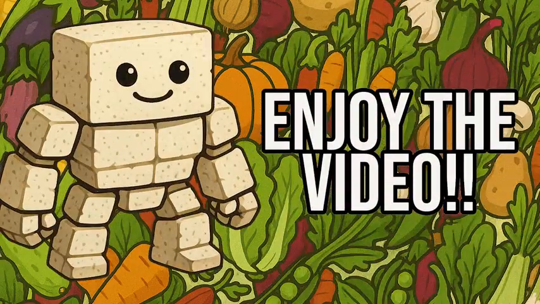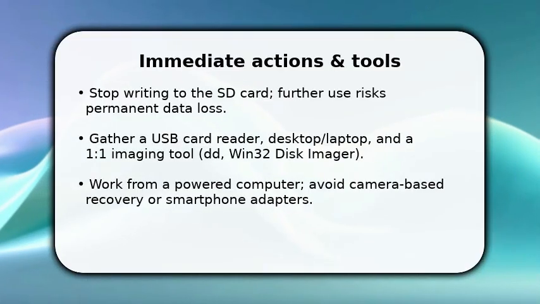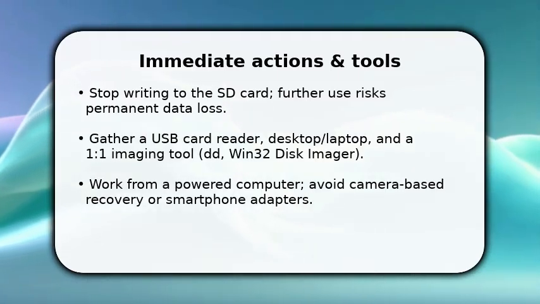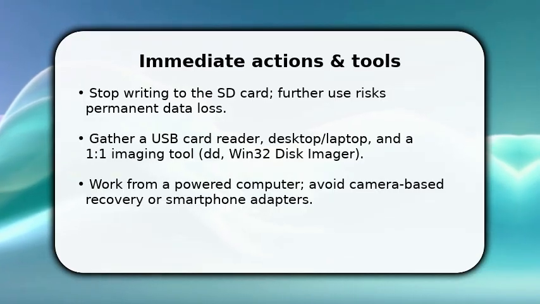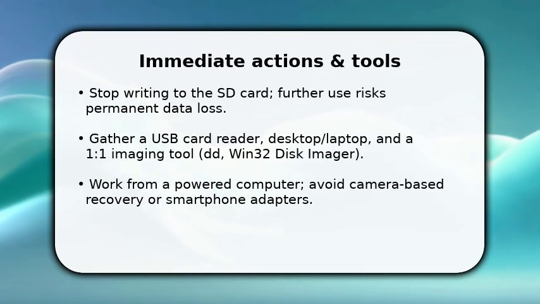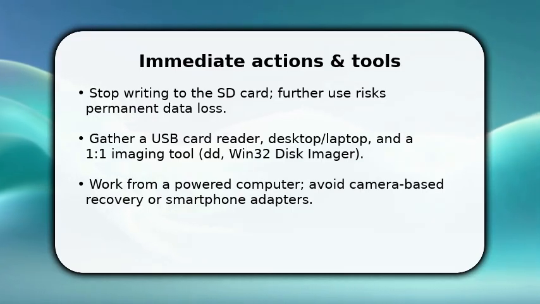Please enjoy the video. You start now, remove the card, and do not write to it. Connect a reliable USB card reader to your computer and verify the OS recognizes the device. Once seen, make a raw, read-only image of the card with a tool like dd or Win32 Disk Imager. This protects the original media.